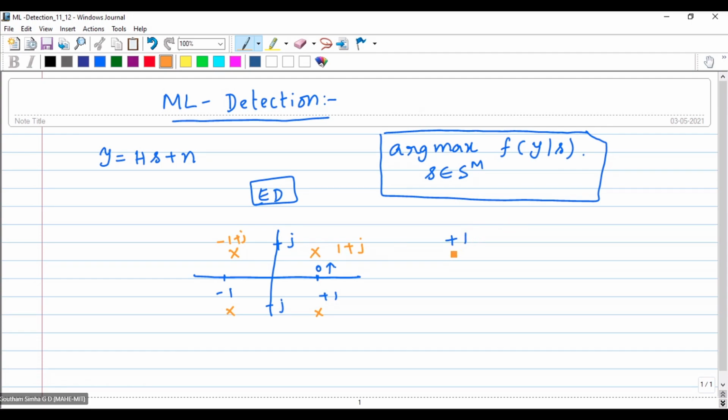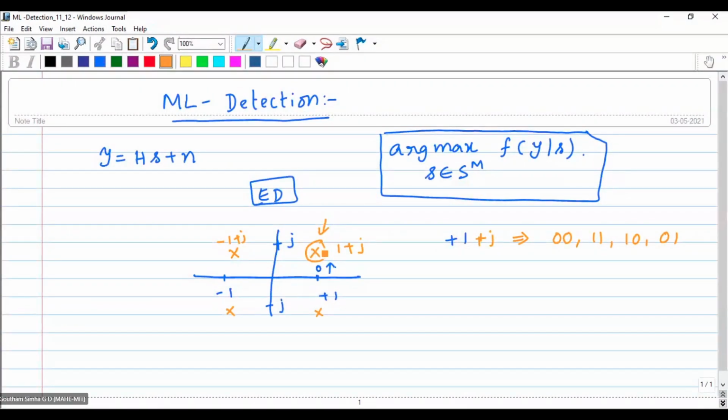Now, let's say a point 1 plus j has been radiated. This has to be coded in terms of bits. This 1 plus j has to be written in terms of digits 00 or 11 or 10 or 01. Any of these constellation points, any of these four digit pairs, are used in order to radiate this point. ML detection is carried out by brute force, exhaustively searching for all the candidate vectors.